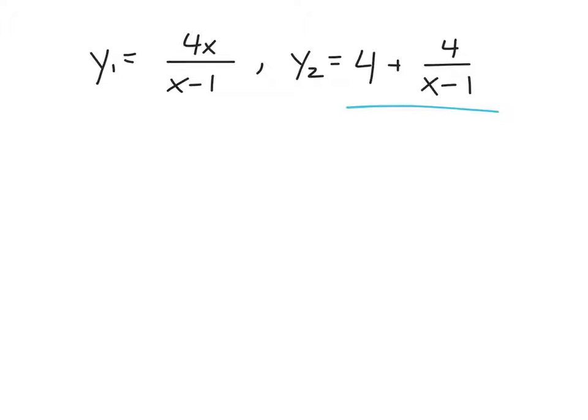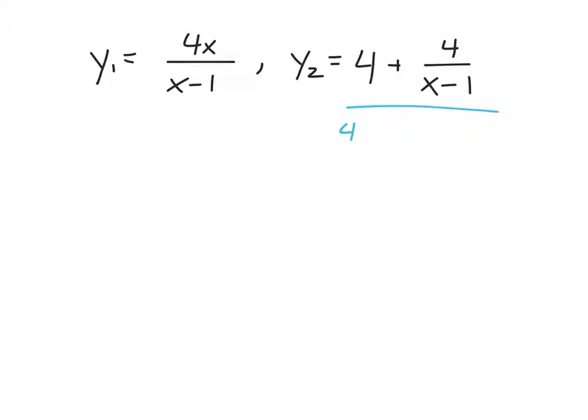And how are we going to do that? Yeah, we need a common denominator, right? If you're going to add any fractions, you need a common denominator. And what would your common denominator be? X minus 1. All right, and so in order for us to do that, what do we have to do to 4? Multiply by x minus 1.